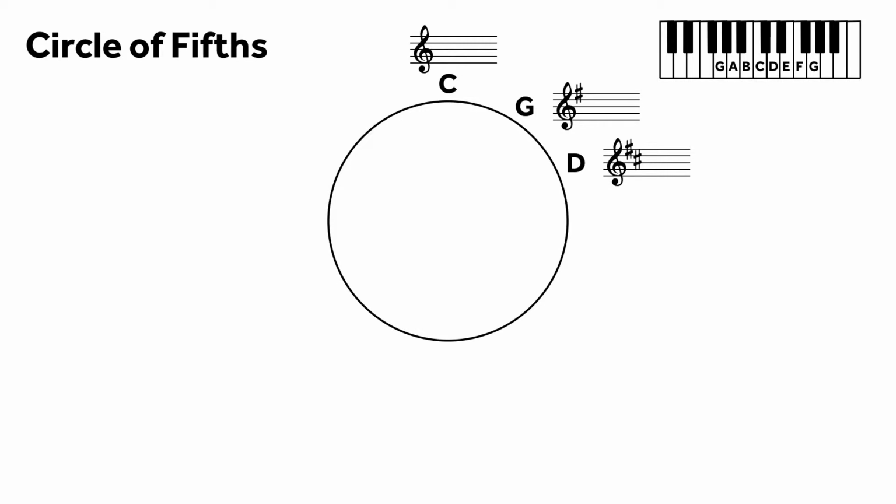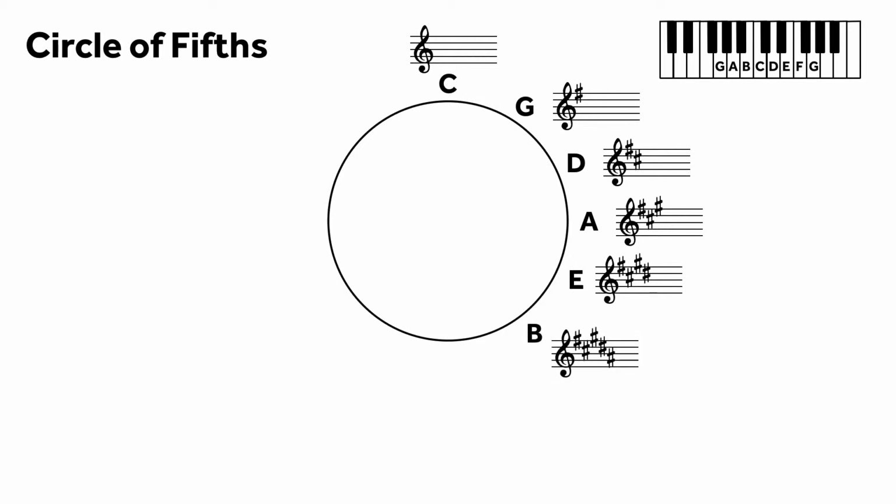The next position is A, 3 sharps, then E, 4 sharps, then B, 5 sharps, F sharp, 6 sharps, and finally C sharp, which has the maximum number of 7 sharps.